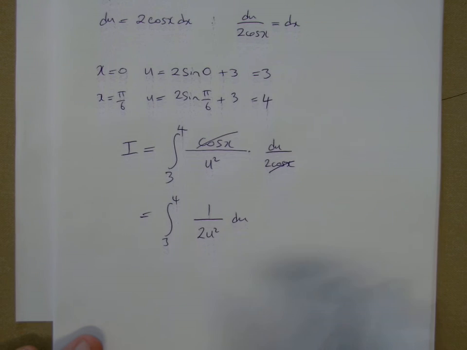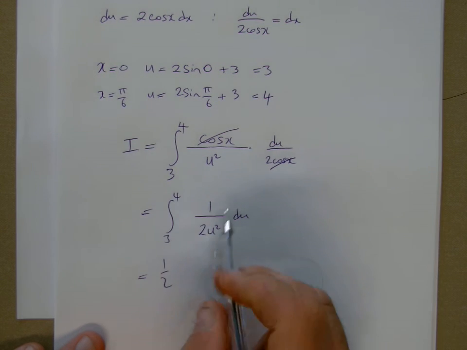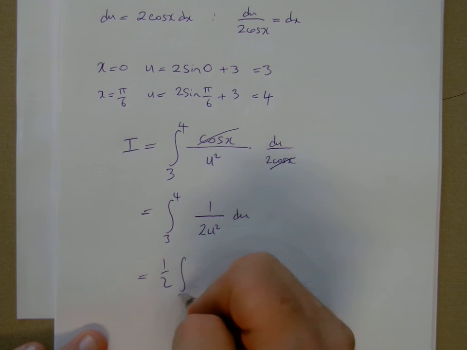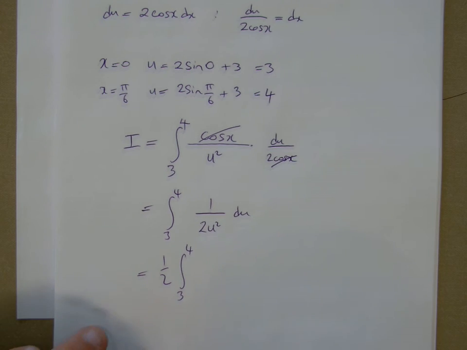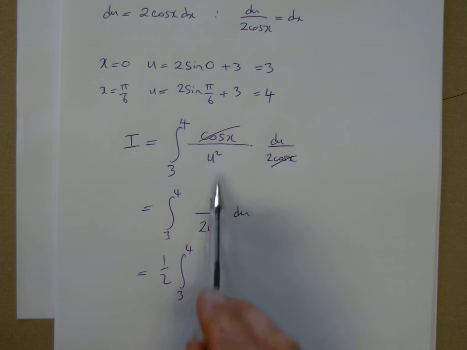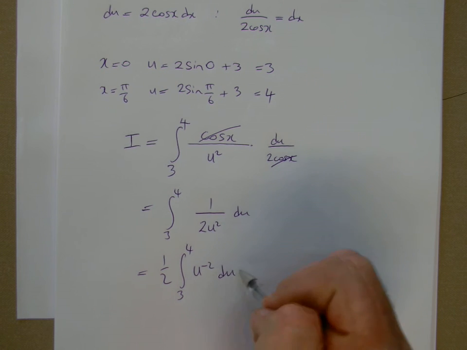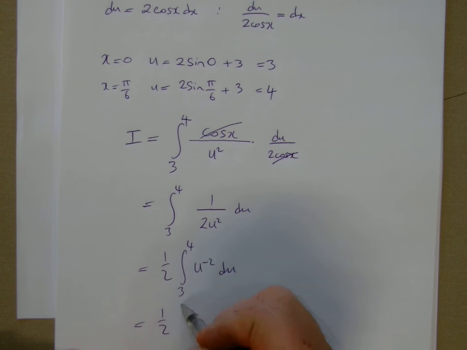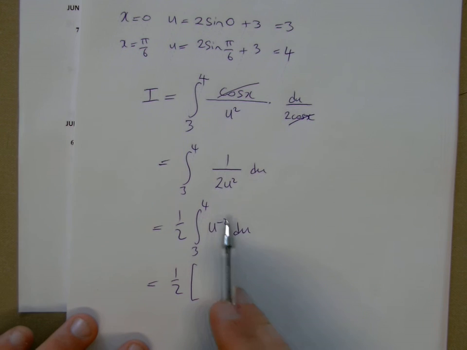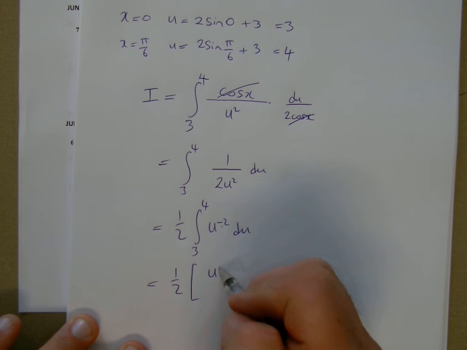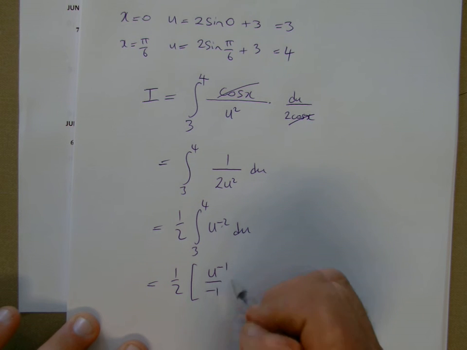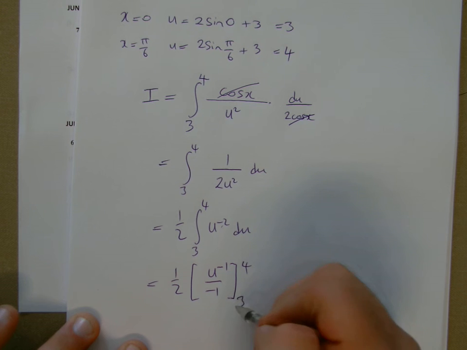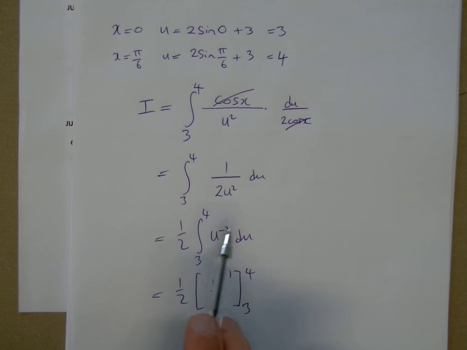Now what I would do to integrate this is take out the half to start with, because that's not needed. It's easier to take it outside of the integral. Now the u squared's on the bottom. To integrate that, you need to take it up, so u to the minus 2. When we integrate it, square bracket, u to the minus 2: if we add 1 to it, it becomes minus 1, and divide by that new power, and then between 4 and 3. So remember, it's simple integration there: just add 1 to the power and then divide by that new power.